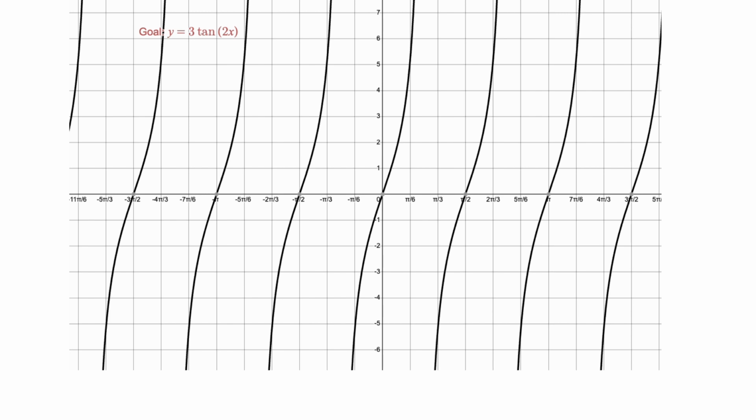Now, of course, there's also vertical shifts and horizontal phase shifts. Those could be applied to the graph as well. So applying one by one, we can see how each one affects the shape of the graph.